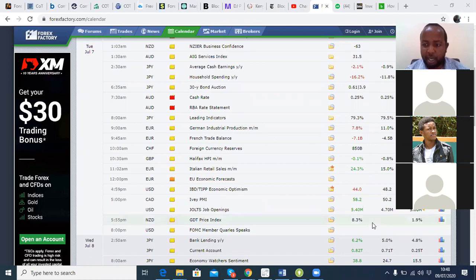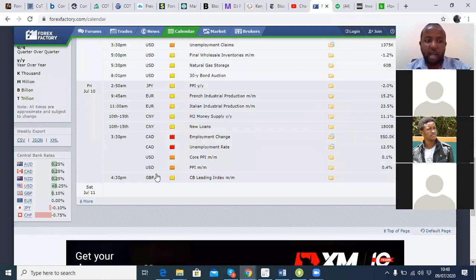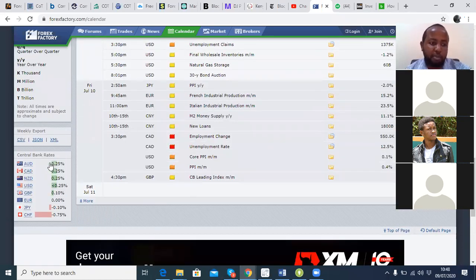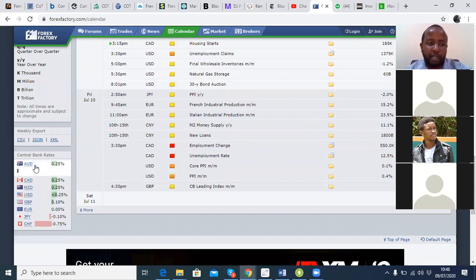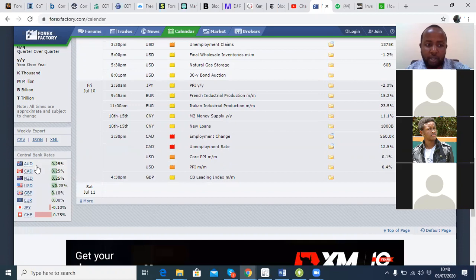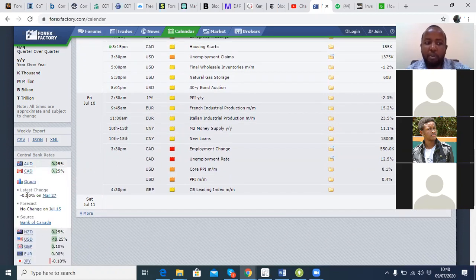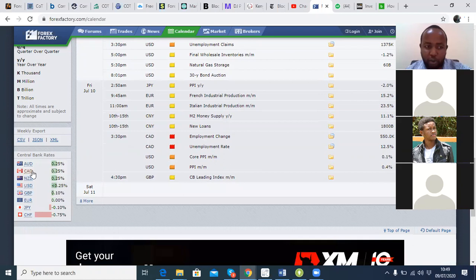Most, actually all, of the main central banks, you can see the interest rates here, just beside here. For example, the RBA here, they cut the interest rates by minus 0.25%. That was on March 19th. And then you can also see the BoC, they also cut by 50 bps, negative 0.50%. That was on March 27. So I think most of them followed suit.